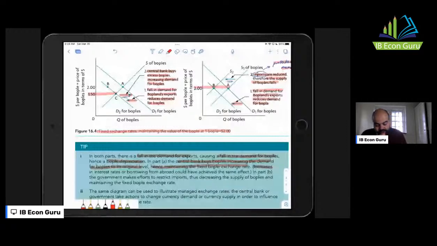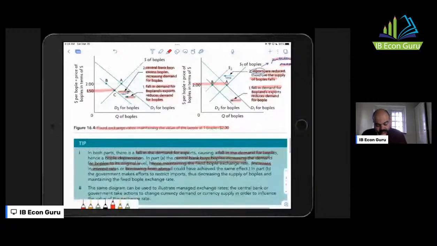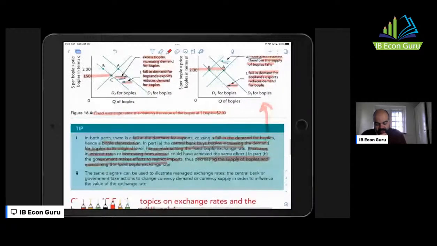Increasing the interest rate could do the same thing, by the way, or borrowing from abroad could do the same thing. In part B, the government makes efforts to restrict imports. So in this second diagram, the government makes efforts to restrict imports, thus decreasing the supply of their currency and maintaining the fixed exchange rate. Okay? Both of these diagrams can be used to illustrate managed exchange rates. The central bank or the government take actions to change currency demand or currency supply in order to influence the value of the exchange rate.